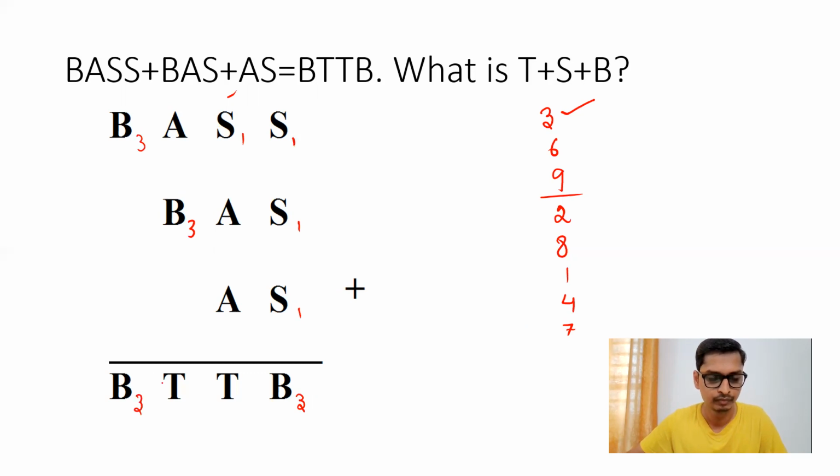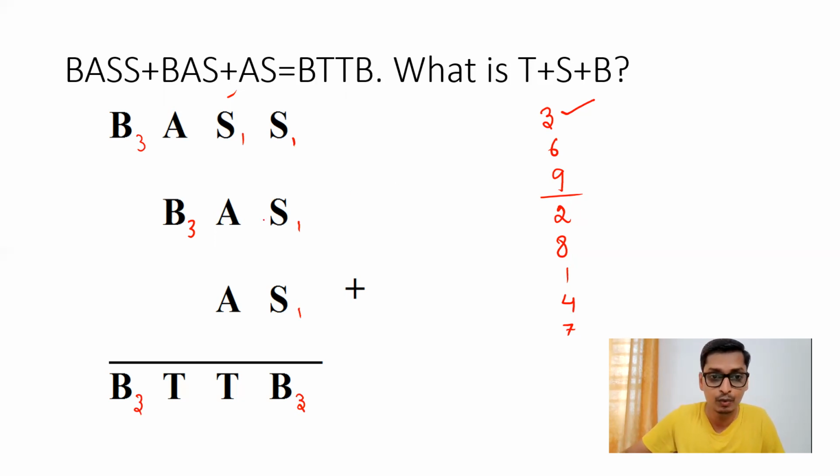Okay, now we have to fix a value for A. You can't fix 1 because you fixed that for S now. You can't fix 3 because you fixed that 3 for B. So you can fix 2 now. So we try to solve it with assumption 2.